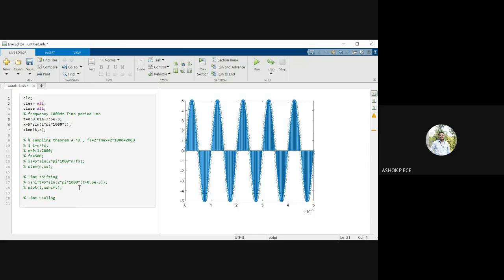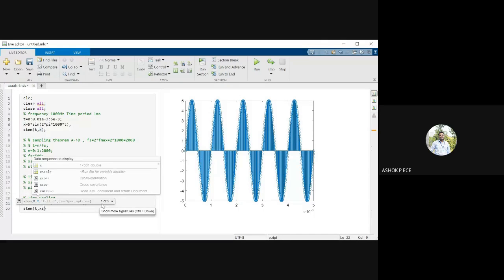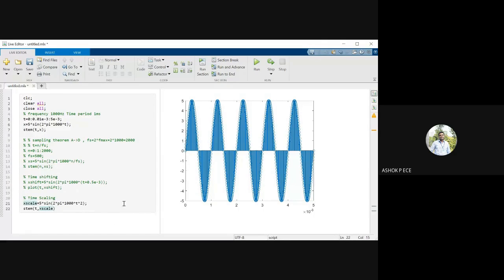So now time scaling, I write x scale equal to, I will copy the same thing because I'm using the same sine wave as example. I'm going to multiply this by a constant, and the constant is going to be 2. So it is x of at. The entire sine wave inside the bracket is multiplied by a constant. Now I'll be doing stem of t comma x scale. You'll see whether the signal is expanding or compressing.